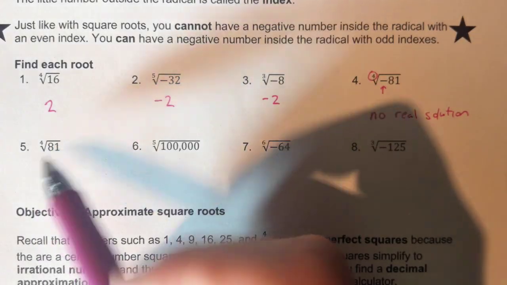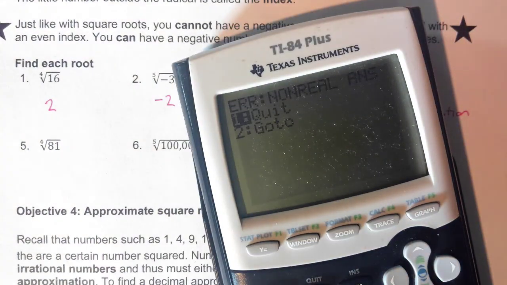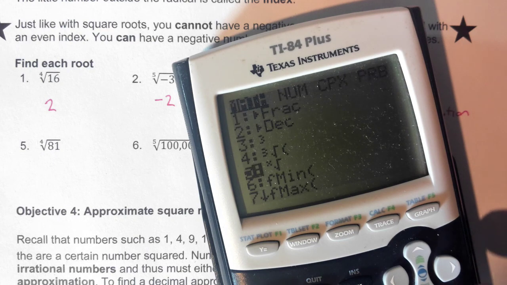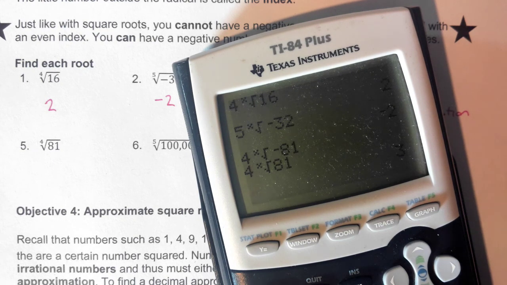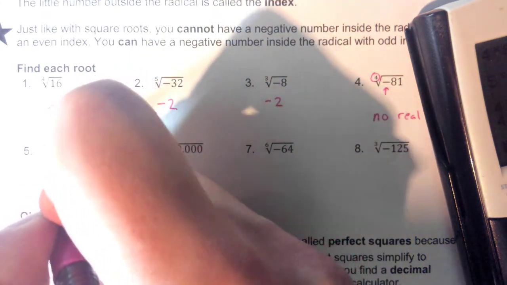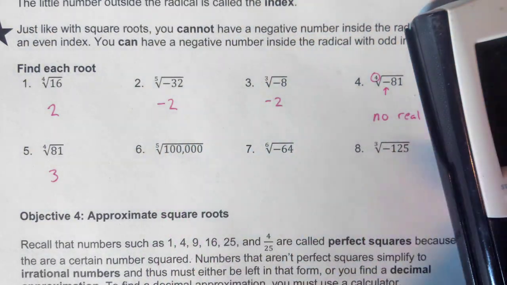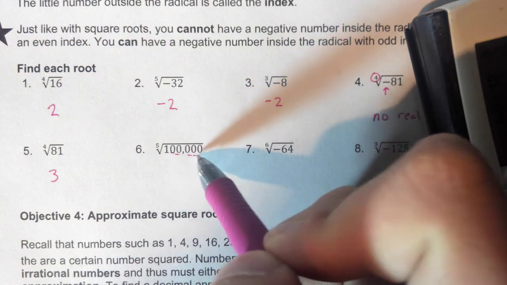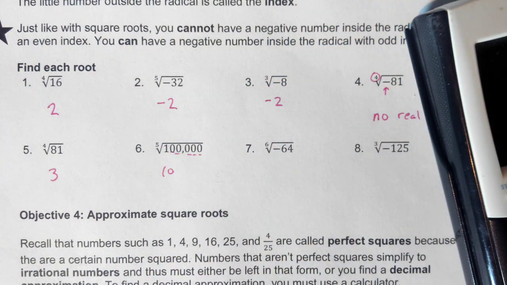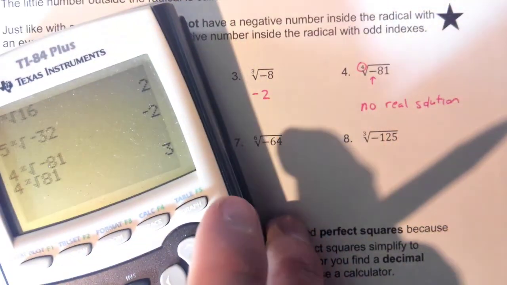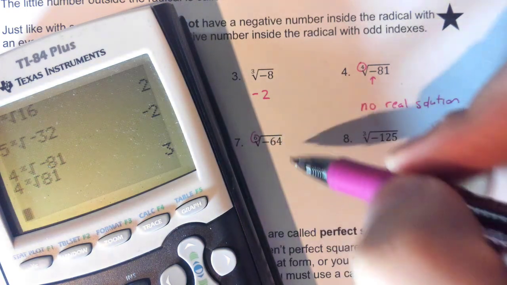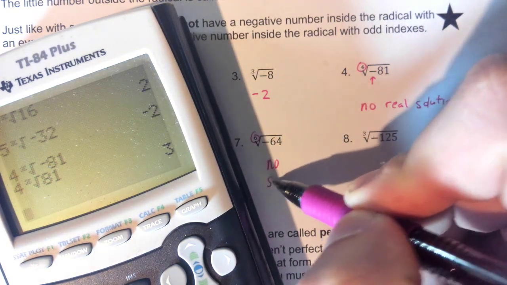We can, however, take the fourth root of positive 81. So the fourth root of positive 81, it's 3, because 3 times 3 is 9, and 2 of those would make 81. The fifth root of 10,000, well, I know that there are 5 zeros in there, so 10 times 10 times 10 times 10 times 10 is going to be 100,000. I'm not even going to type that one in. I see that even index, a negative number, no solution.